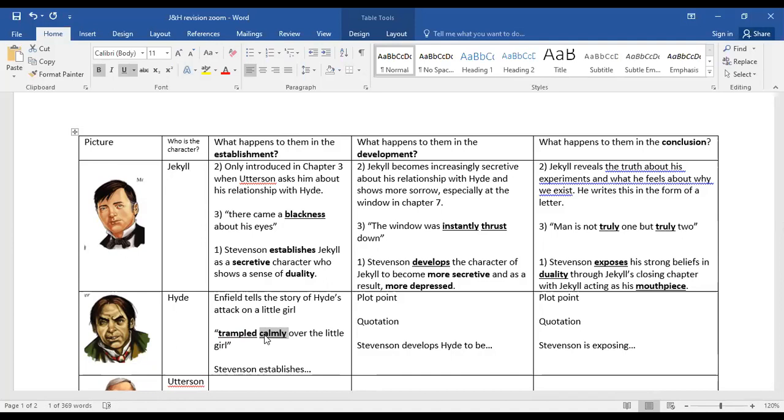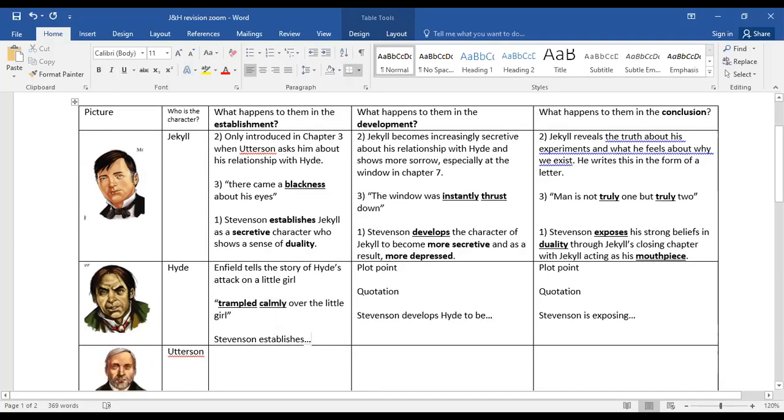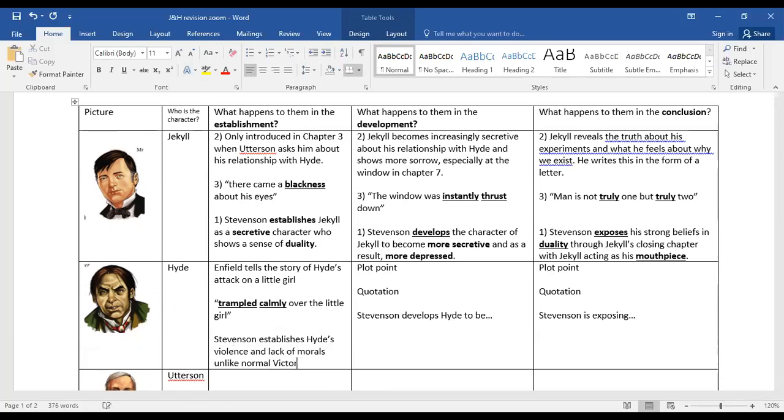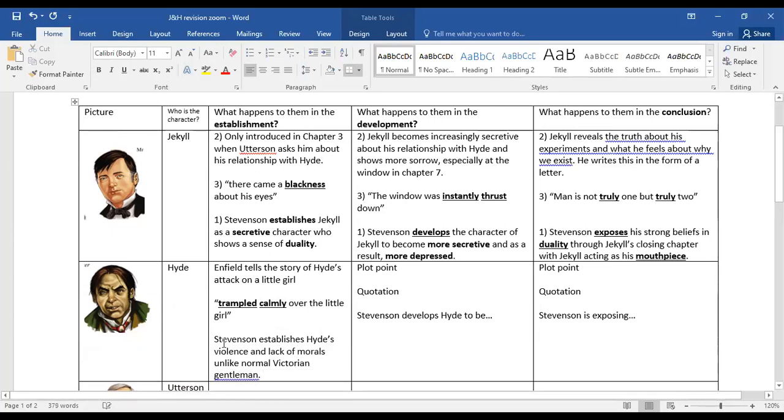Calmly is an adverb that shows that he perhaps does not care about what he's done. So we could say that at this point, Stevenson established a lack of morals, unlike normal Victorian gentlemen. So he establishes Hyde's violence and lack of morals, and the fact that he's unlike Victorian gentlemen. How do we know? And there's your quotation that you would analyze.